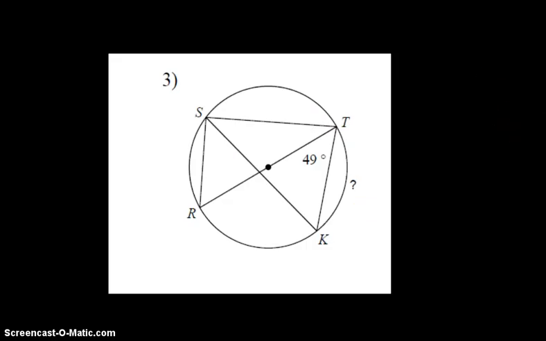Now that 49, it almost seems a little ambiguous what it's talking about, but it pretty much could only be referring to the angle that has one side TR and the other side TK. So let's go ahead and assume that the 49 degrees is referring to that angle. Well, if the angle is 49 degrees, then the arc intercepted by that angle, because that's an inscribed angle, its vertex is on the circle.